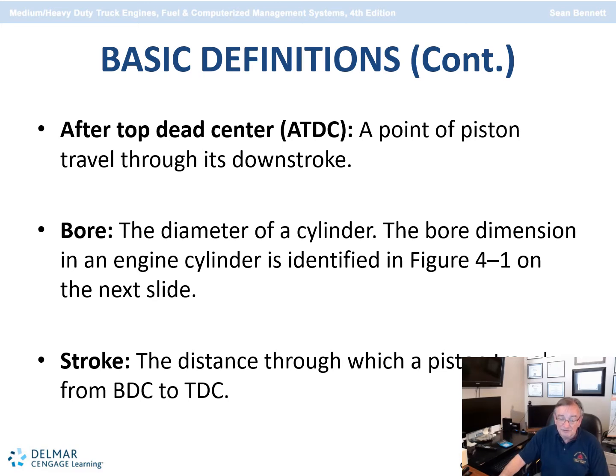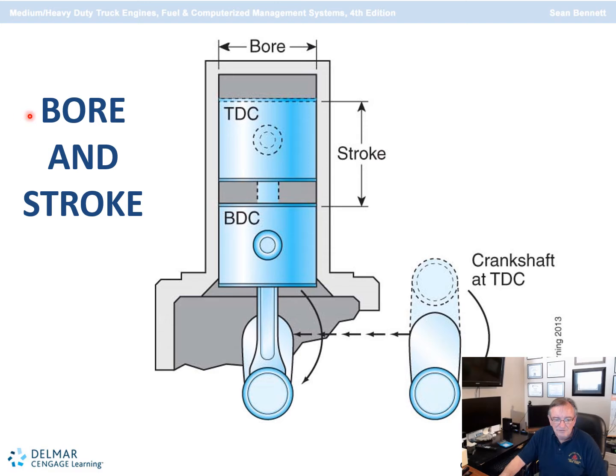The bore of the cylinder, we're going to get into cylinder bore and cylinder stroke and how that affects the performance and operation of the engine. The bore of the cylinder is the inside diameter of the cylinder. The stroke is the distance between where the top of the piston is at its highest point, top dead center, and where the piston is at bottom dead center. All of that is configured into the engine volume.